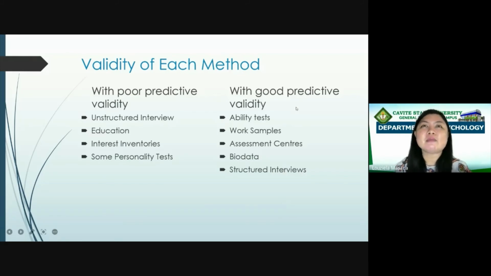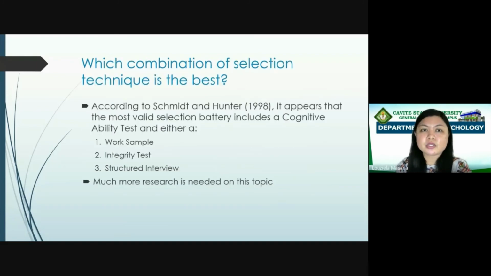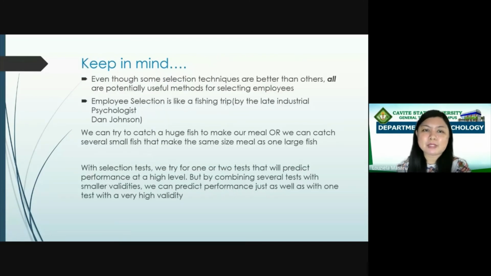Ability test niya, kaya niya bang gawin yung mga job relative to the job. Then the work samples, assessment centers, the biodata, and the structured interviews. Which combination of selection technique is the best? According to Schmidt and Hunter, it appears that the most valid selection battery includes cognitive ability test and work sample, integrity test, and structured interview. However, much more research is needed on this topic.